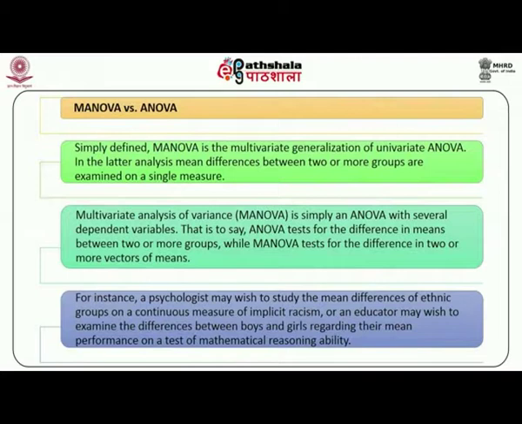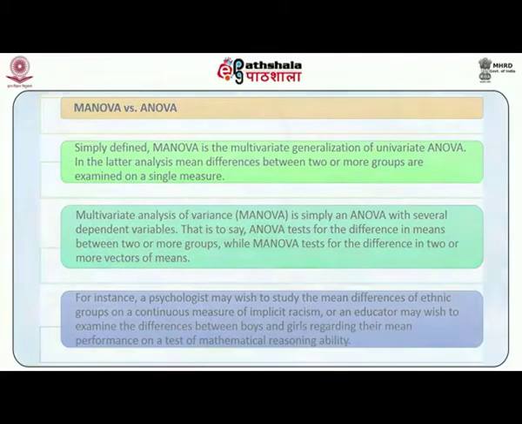That is to say, ANOVA tests for the differences in means between two or more groups, while MANOVA tests for the differences in two or more vectors of means. For instance, a psychologist may wish to study the mean differences of ethnic groups on a continuous measure of implicit racism, or an educator may wish to examine the differences between boys and girls regarding their mean performance on a test of mathematical reasoning ability.